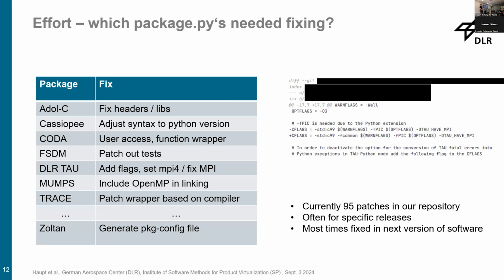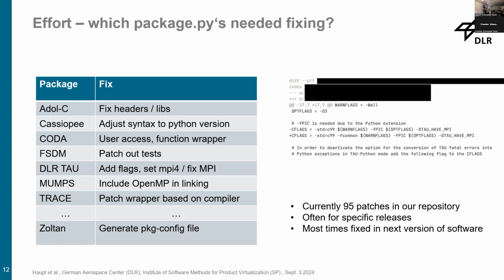Now I talked a lot about patches. What do I mean with patches here? For example, in the HDF5 library, we fix some headers or some libraries. Cassiope needs some syntax adjustment for the Python part. We need to add some flags for the Tau code. MUMPS needs to add OpenMP in the linker. And Sultan doesn't come with a package file, so we need to add a package file. This is all one patch I'm writing.